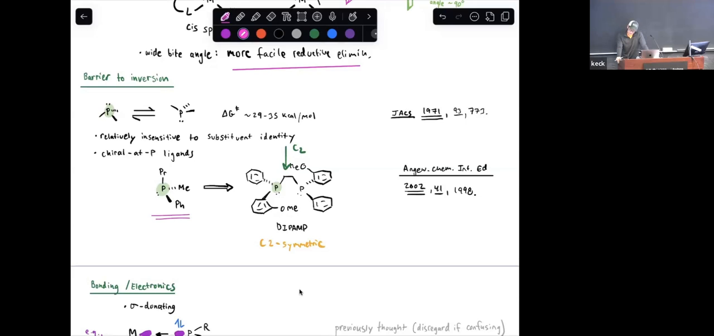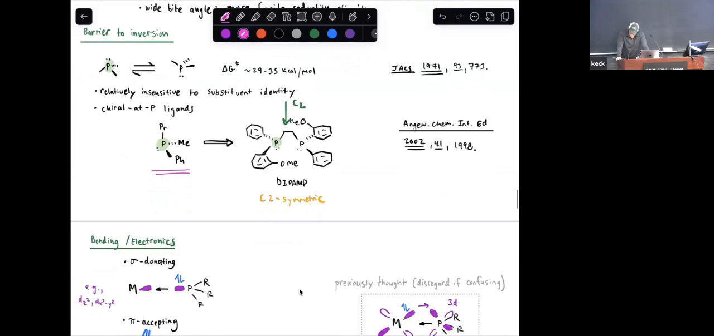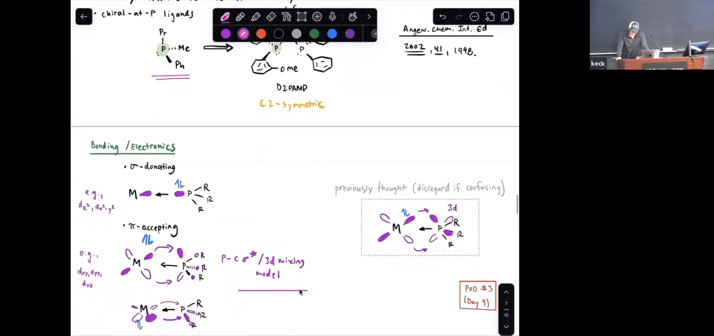Then the community learned that chiral at phosphorus ligands have a stereochemical identity that is stable over time. So that naturally led the community to explore how switching to chiral at P phosphines might affect enantioselectivity. And then that eventually was integrated into a bidentate ligand design. The first that was a major success was DIPAMP, which won Knowles the Nobel Prize for his L-DOPA work.